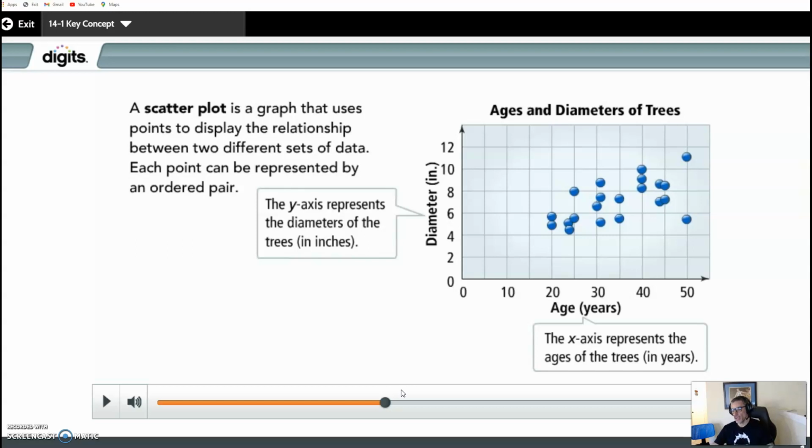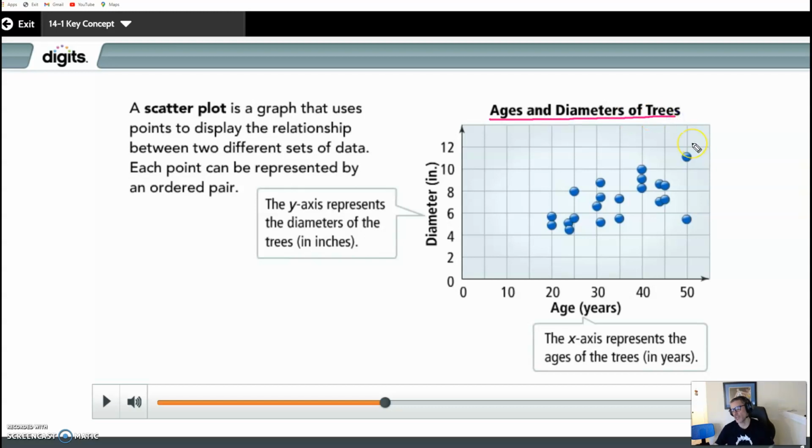This video is for homework 14-1. And in this topic, we're going to be looking at scatter plots. And then we're going to use what we learned about linear equations later in this unit to model what we see in scatter plots. So this is an example of a scatter plot, and what we're looking at here is the age and the diameter of trees.